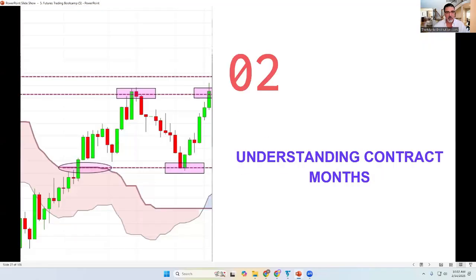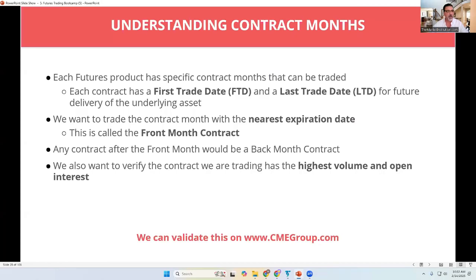Okay. All right. So let's jump right into what is a futures contract. We'll talk about months. Understand a few contract months. Each futures contract has a specific contract month that it can be traded. Each contract has a first trade date and a last trade date for future delivery of an underlying asset. We want to trade contracts with the month with the nearest expiration date, which we relate to as a front month contract. Okay. So a little bit of vocabulary there.